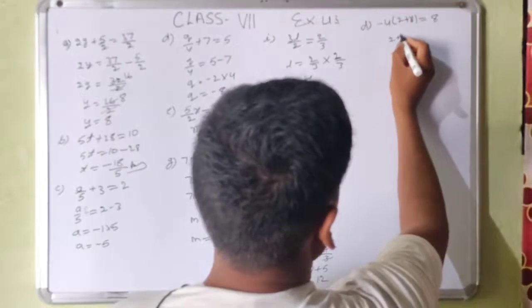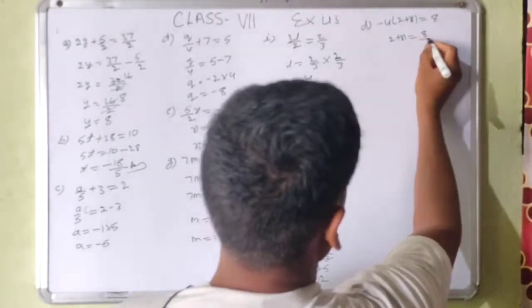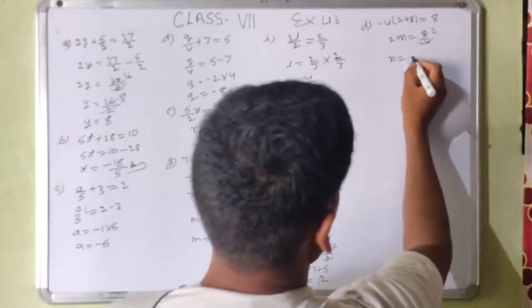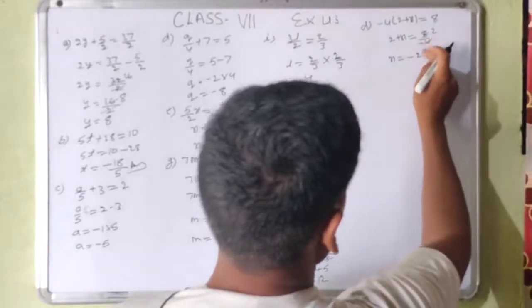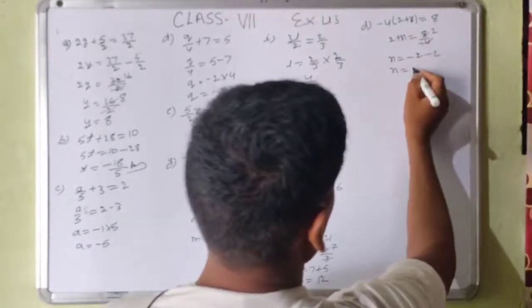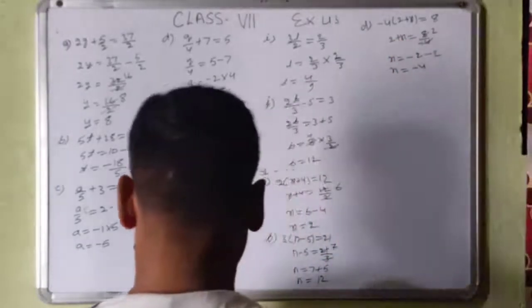So 2 plus x is equal to 8 upon 4. 4 2s are 8. So x is equal to minus 2. That is minus 2, and then this one also is minus 2. So x is equal to minus 4. D.